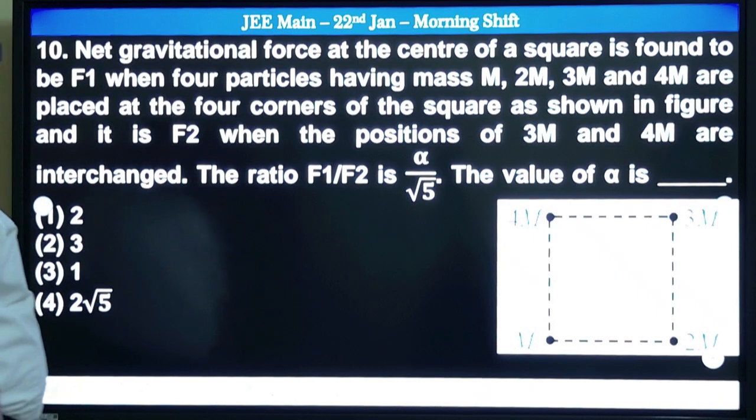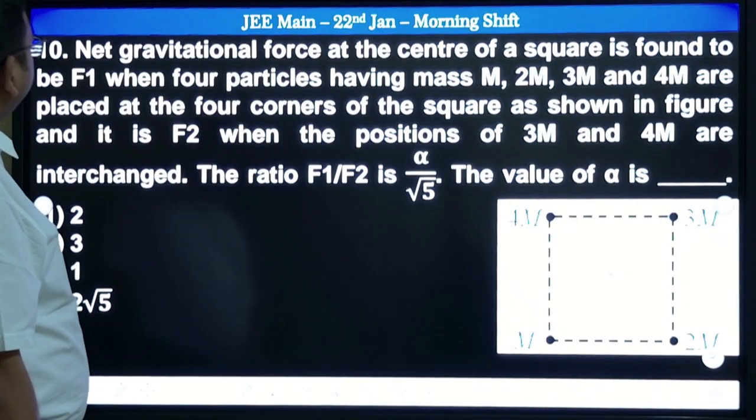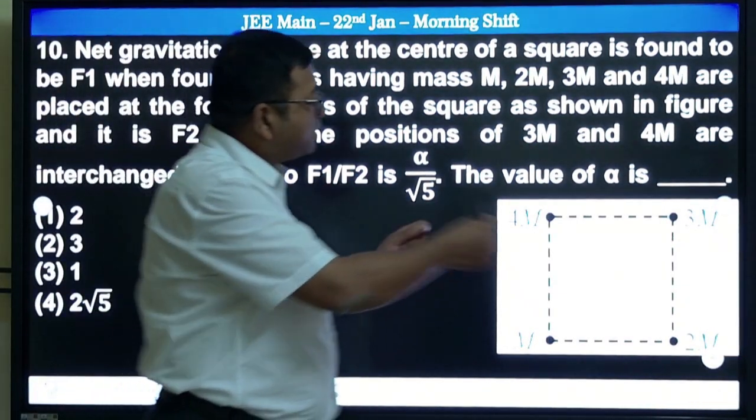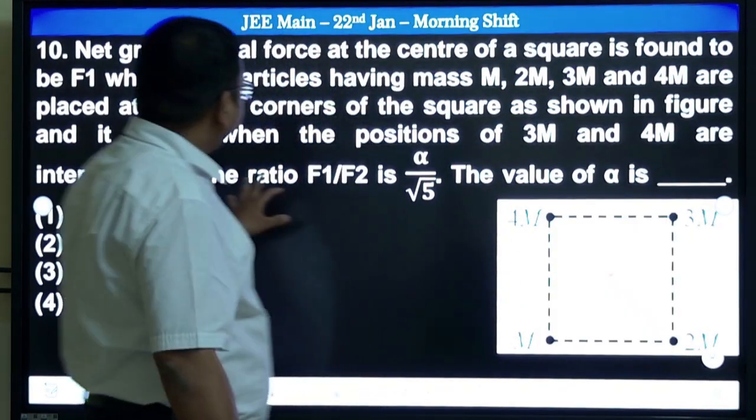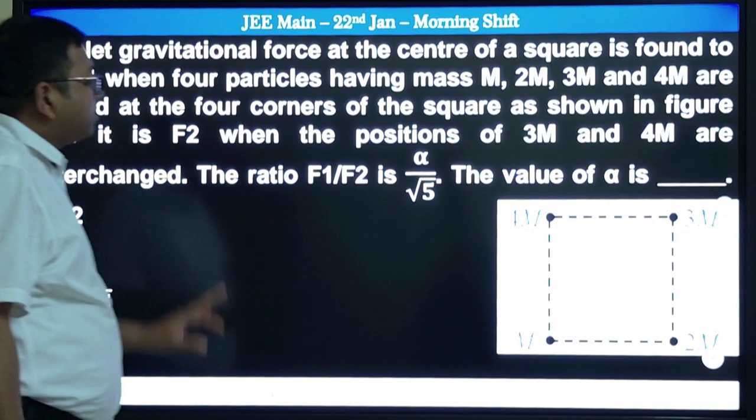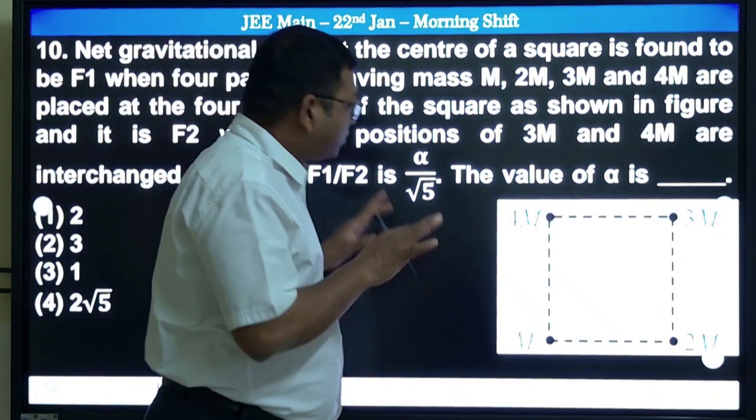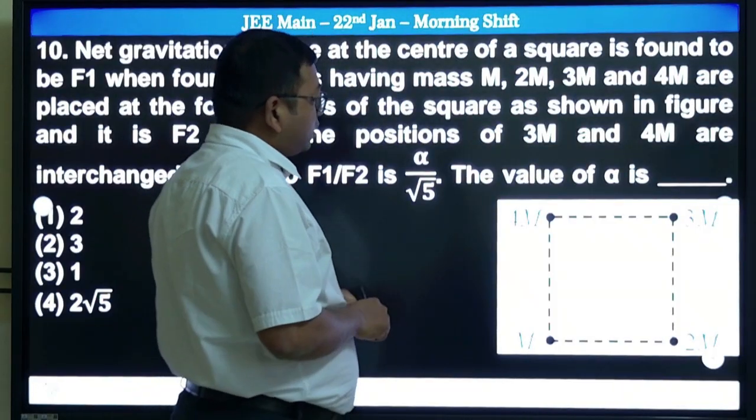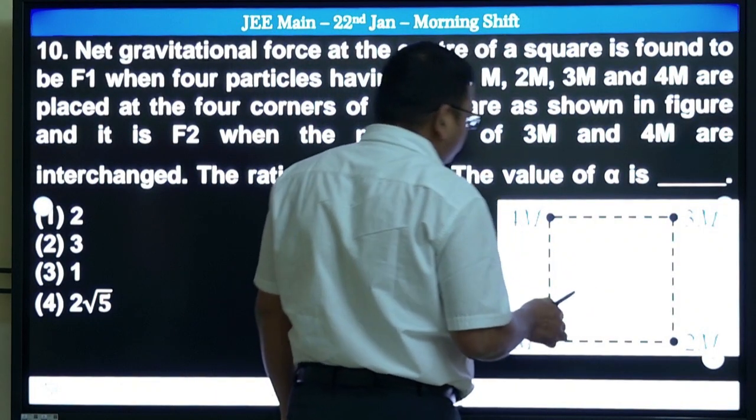And it is F2 when the positions of 3m and 4m are interchanged. So suppose if you interchange 3m and 4m, then it becomes F2. Then the question is the ratio of F1 and F2. So first think of the F1 calculation. So we have to do the field calculation, right?